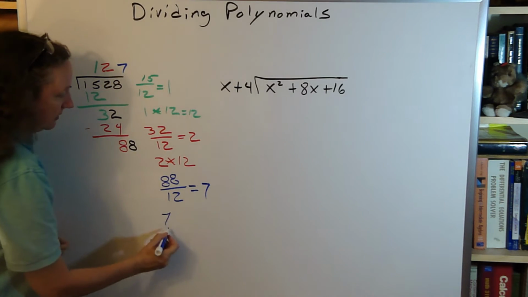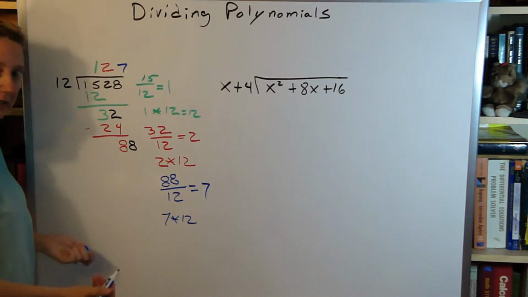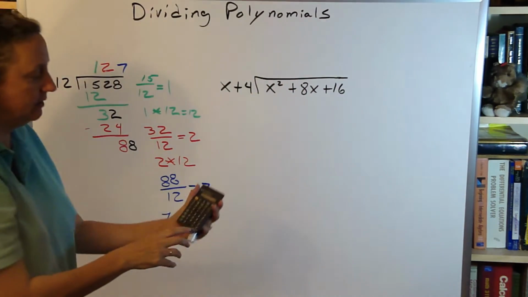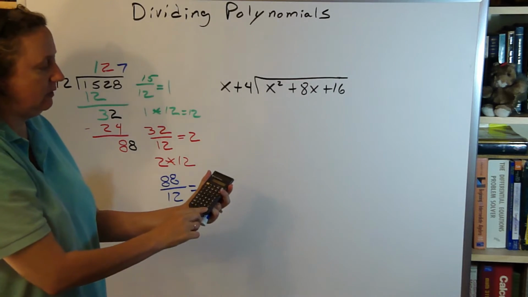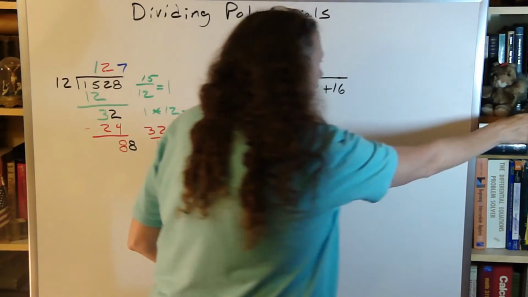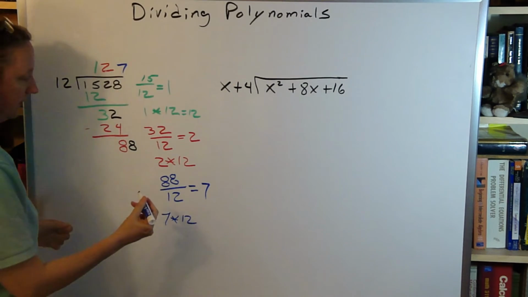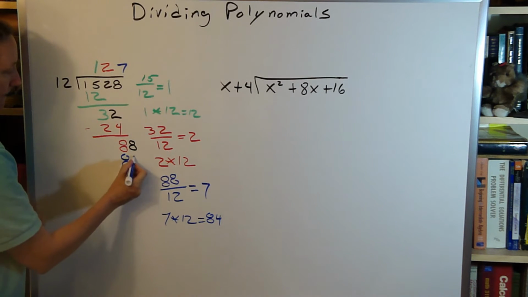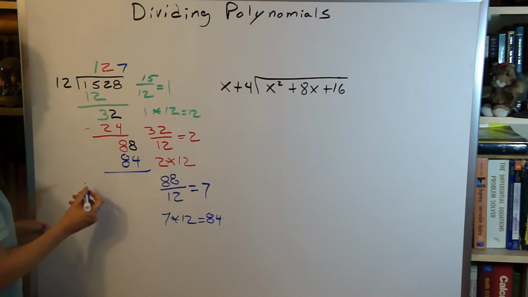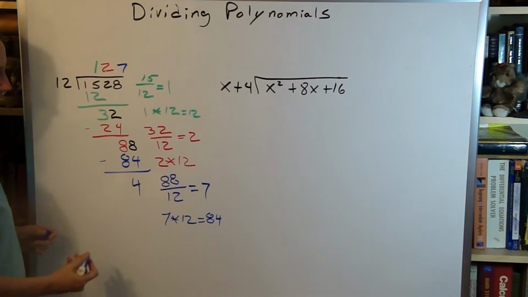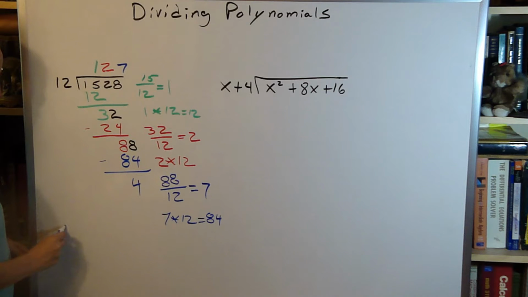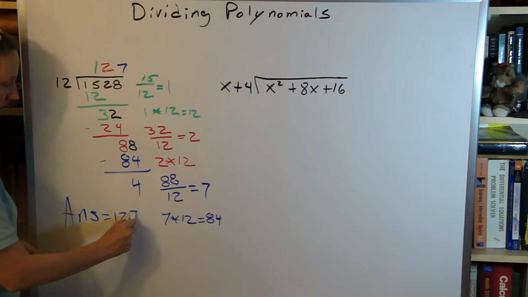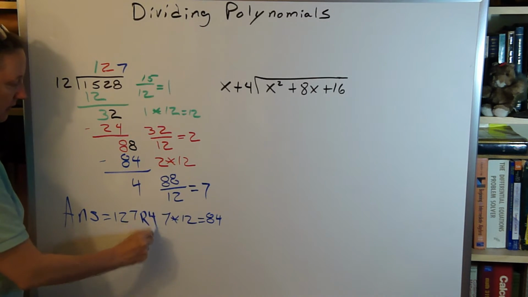I now take my 7 and I multiply it by 12. Again, multiplying by 12, you might not be able to do it in your head, so you grab your calculator and you do 7 times 12 equals, and it gives me 84. So I take my 84 and I put it there. I do my subtraction, and I have 4 as my leftover. So my answer is 127 with a remainder of 4.